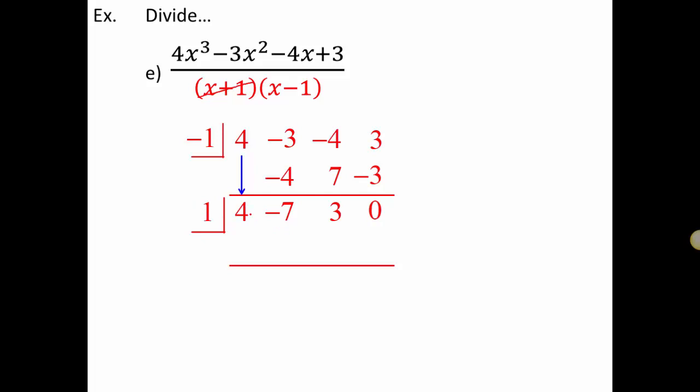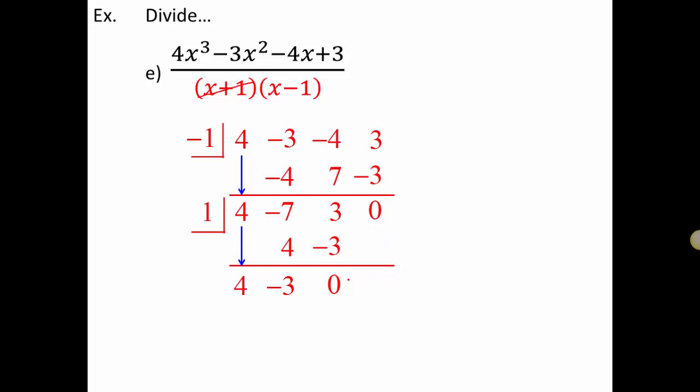So now bring down the 4. 4 times 1 is 4. Add, multiply, add. Now at this point, I could keep going. 0 times 1 is 0, 0 plus 0 is 0, but because I know it's all going to be zeros, I'm going to go ahead and stop here.